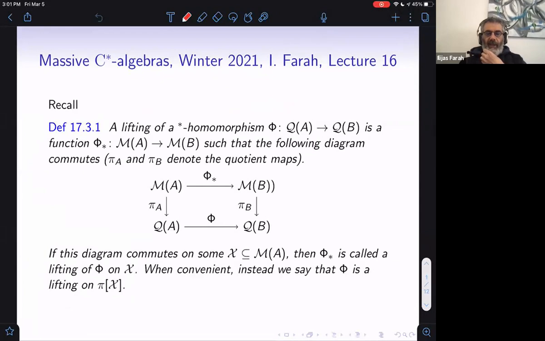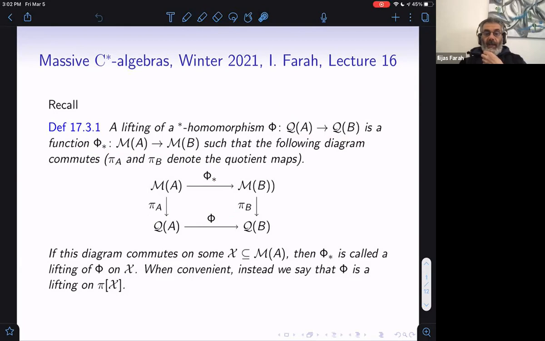Here is a reminder. Here we have a star homomorphism phi, which is a star homomorphism between 2 coronas, Q(A) and Q(B). And a lifting of phi is phi_*. Here the star is in subscript, so this is not the adjoint, definitely. It is a map from the multiplier algebra of A to the multiplier algebra of B, which has the property that the diagram commutes, right? So these are quotient maps. Here's phi, here's phi_*.